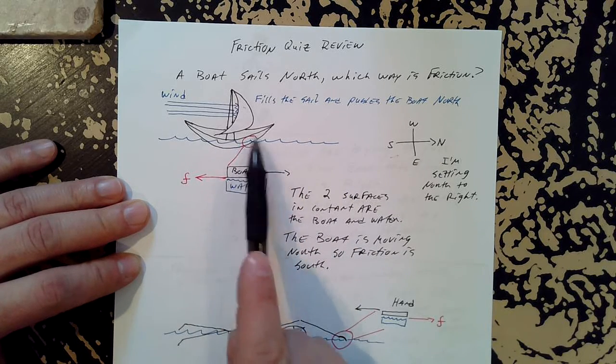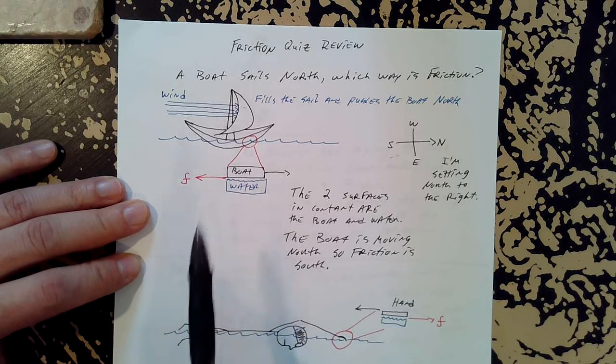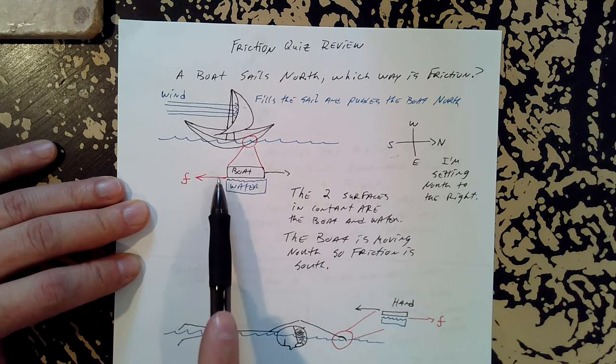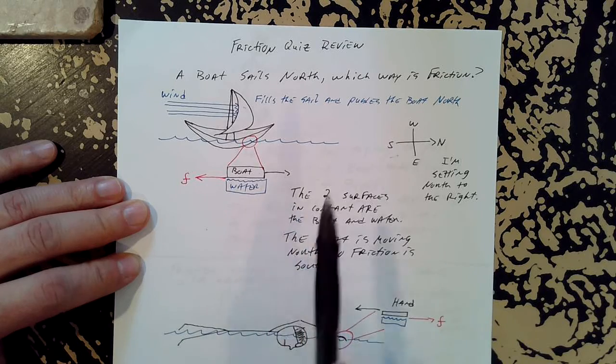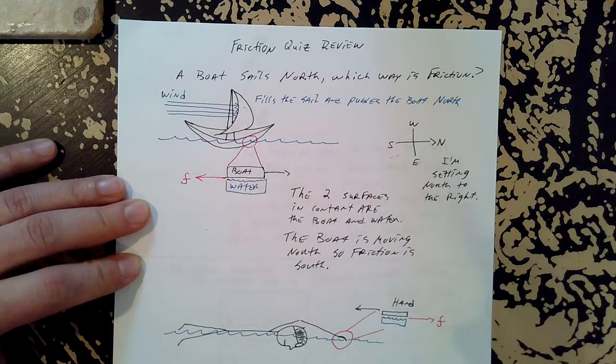If we just look at the surface of the boat and the surface of the water, the boat's surface is trying to go to the right, which means friction is to the left. And again, in this case, to the right is north. So you really want to focus on those two surfaces.